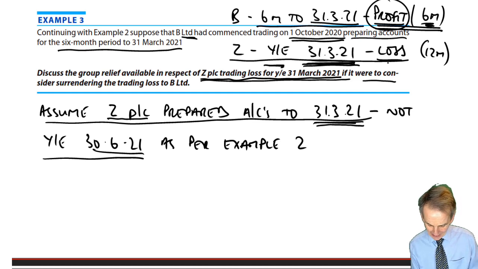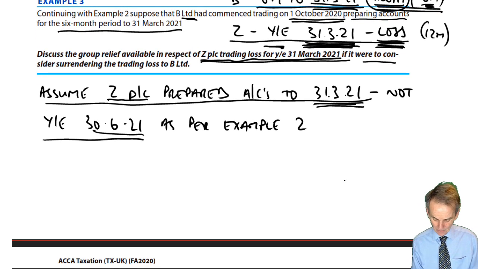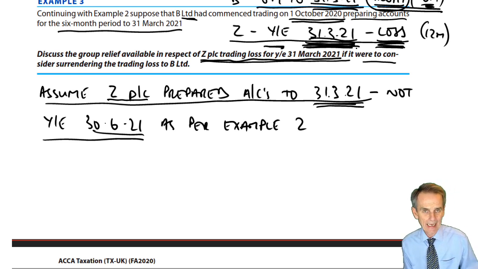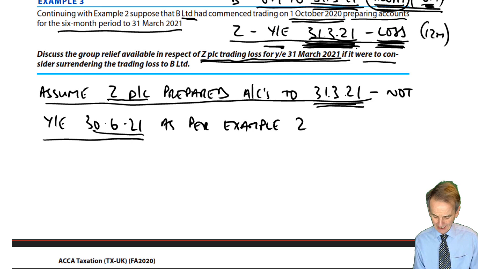But can we then have access to all of that loss in a group relief claim? And the answer is no. Those two periods don't correspond in full. This is a year ended March 21. This is 6 months to March 21. Therefore, how much of that loss of the year ended March 21 would now be eligible to be group relieved against the profits of the 6 months to March 21 for B? And obviously there's a 6-month corresponding period.